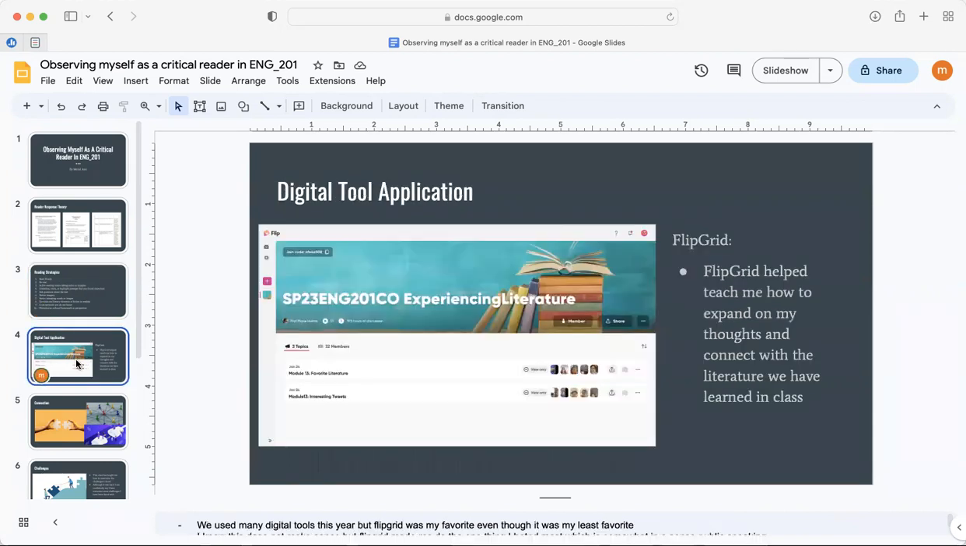The next slide is digital tool application. We used many different digital tools in this course over the semester. And Flipgrid turned out to be my favorite, even though it was my least favorite at one time. I know that doesn't make sense, but Flipgrid is something that made me very uncomfortable. I didn't really like speaking out about things that I learned at the beginning of the class or really talking into a screen. But it's honestly become my favorite thing because I was put in such an uncomfortable position.